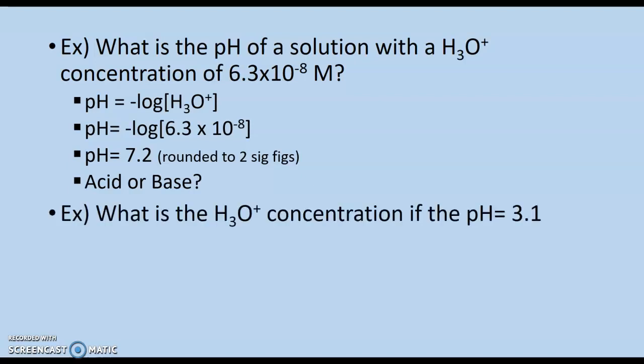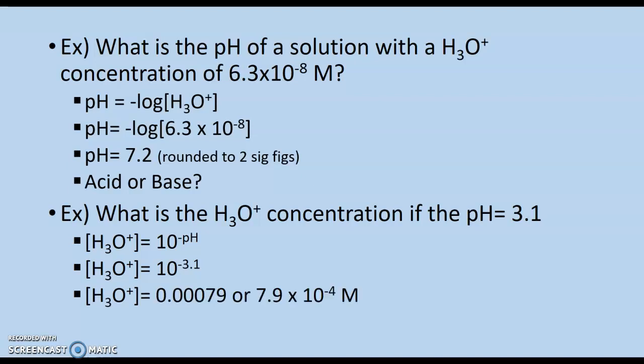One more example. This time it asks for the H3O plus concentration given the pH value. So in that case, the formula we're going to use is H3O plus equals 10 raised to the negative pH. So we would need to type in 10 raised to the negative 3.1. And it's going to give me a small number, 0.00079. You could also write that in scientific notation as 7.9 times 10 to the negative 4th. It's a concentration, so the units we're using are molarity. And I only put 2 sig figs because my pH was 2 sig figs.